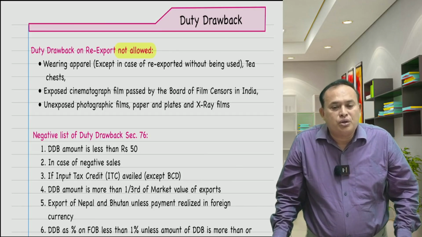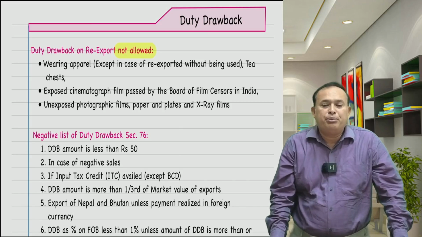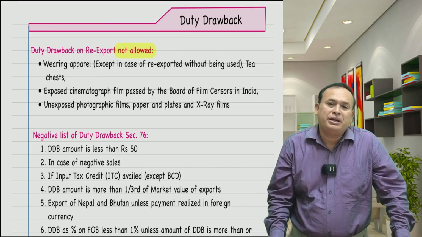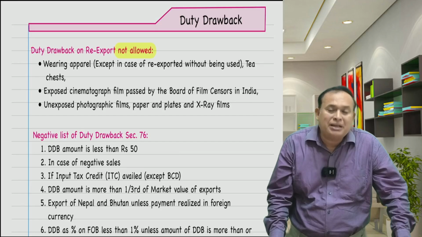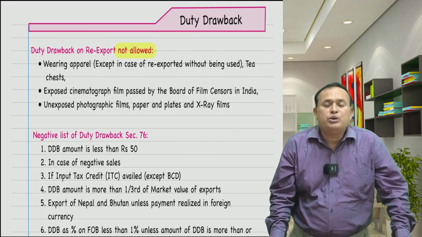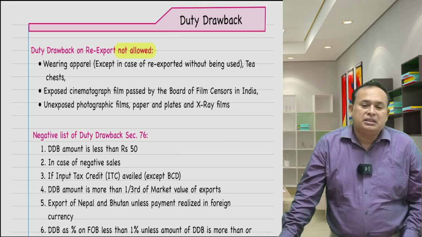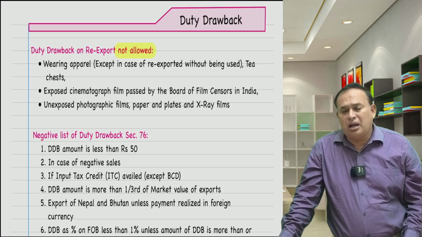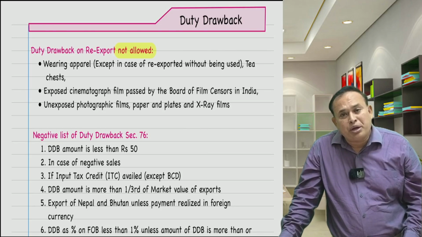Unexposed photographic films, paper and plates and X-ray films: duty drawback is not allowed. Even if you paid import duty and are exporting the same goods back, duty drawback is not allowed. Also, duty drawback is not allowed more than the duty paid on imported goods.